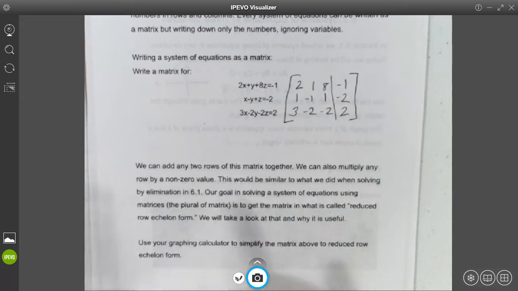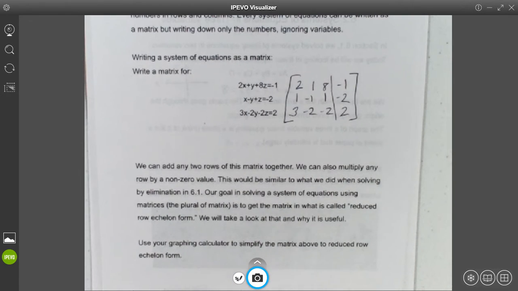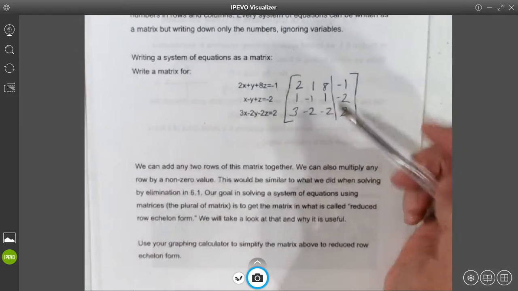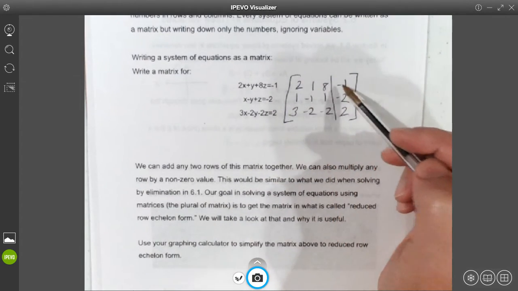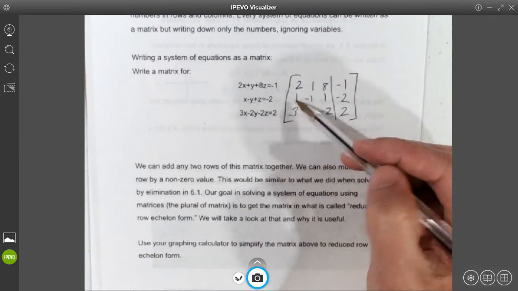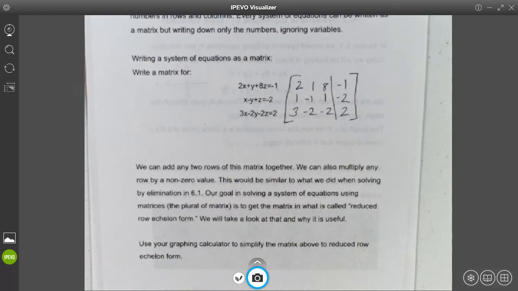Okay, this is similar to what we did back when we were solving systems of equations by elimination. We'd multiply equations by the same thing, or we'd add two equations together. We can do the same thing with these equations, but really what a matrix allows us to do is do it a little bit quicker without all the x's and y's. But understand this connection here.